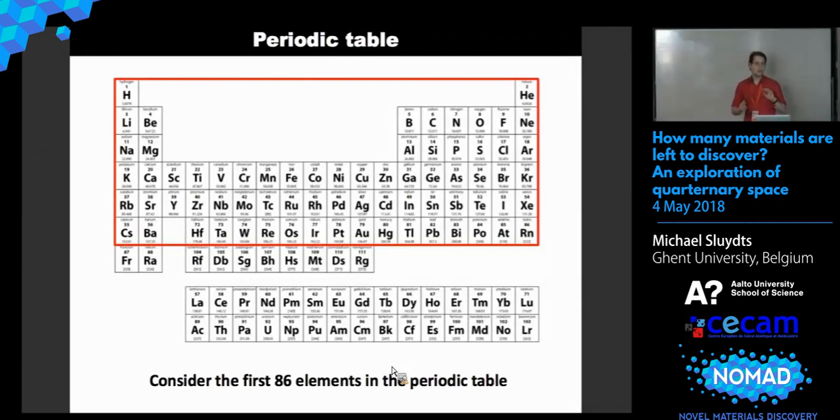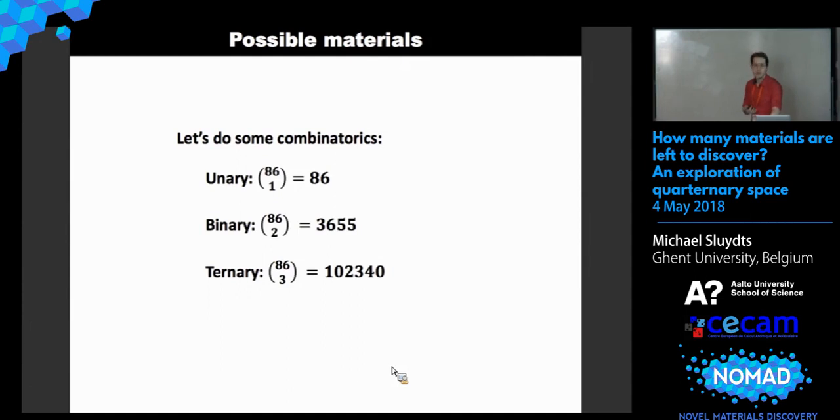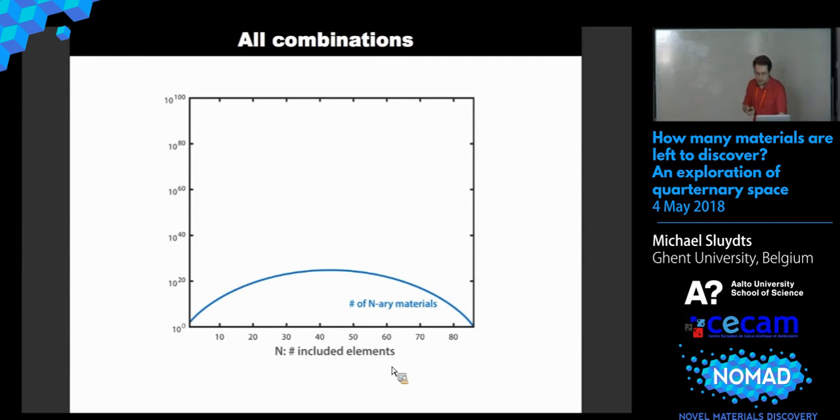And now let's forget about crystal structures and stoichiometries and just count again how many materials you can make of this. So every combination of elements is a material. We already saw this a bit before, so if you take the combinations of 1 out of 86, you get the 86 unary elements. Binary, it's already 3,600, and ternary, we go up to 100,000. Now, we can keep going, and if you plot this, you get this graph. It starts with the 86 unaries, and it ends with the one material which has all these 86 elements.